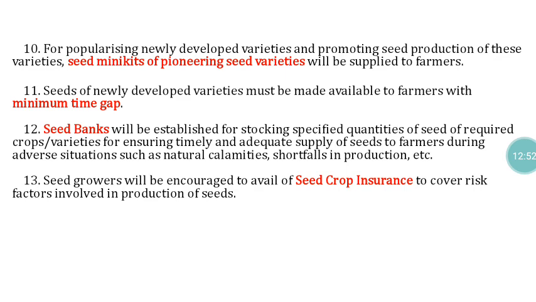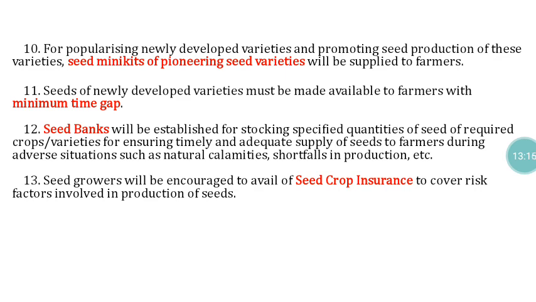Whatever quantity is distributed to the farmers, they will use that material for raising crops. By raising the crops, they will realize the yield potential of that particular crop. Once they realize the yield potential of that crop, automatically they will start to purchase that material. That is the ultimate aim of the seed mini kit programs.